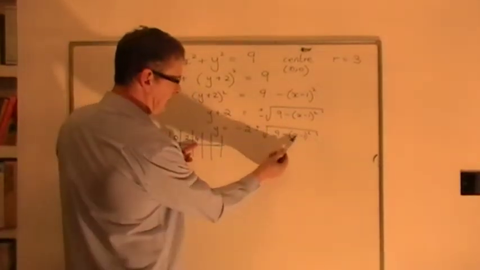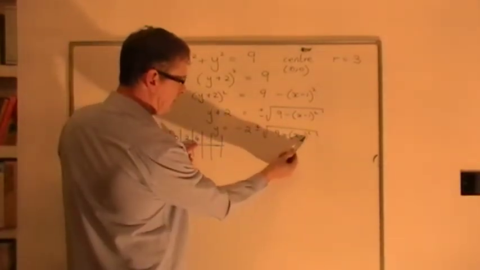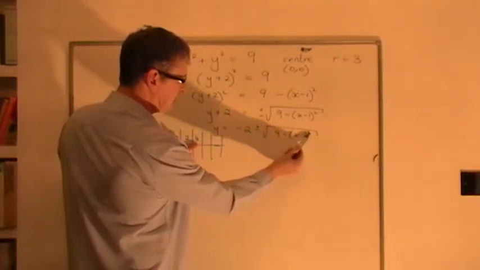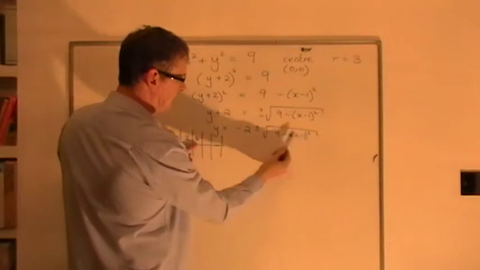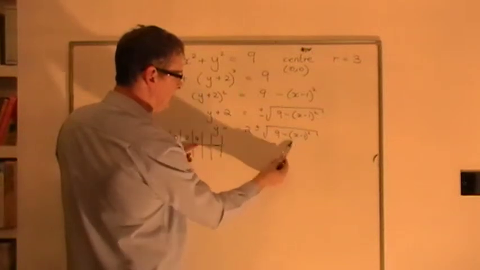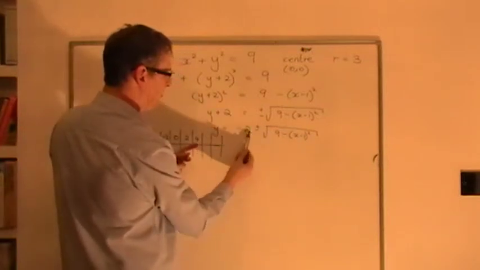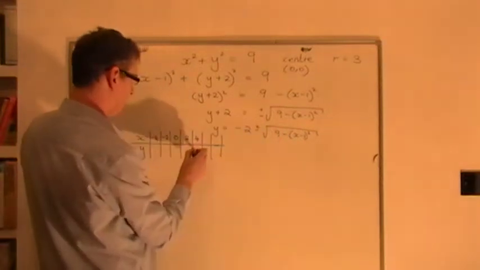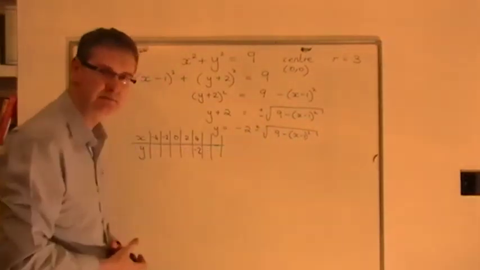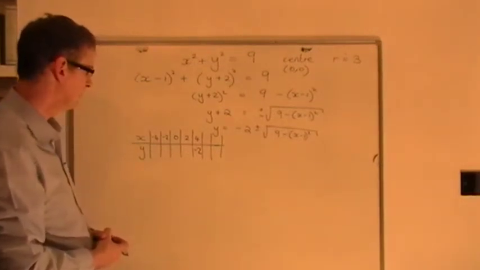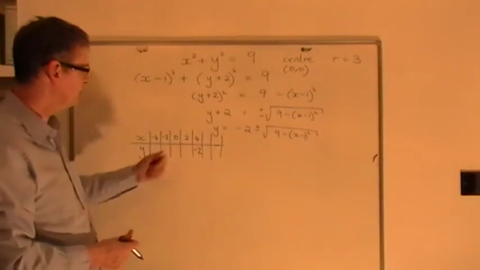So I'm putting 4 in there. 4 take away 1 is 3. You square it, that's 9. 9 take away 9 is nothing. So you get the square root of nothing. Minus 2 plus or minus nothing. That's just going to be minus 2. So that was quite easy to work out. Okay, let's try x equals 2.